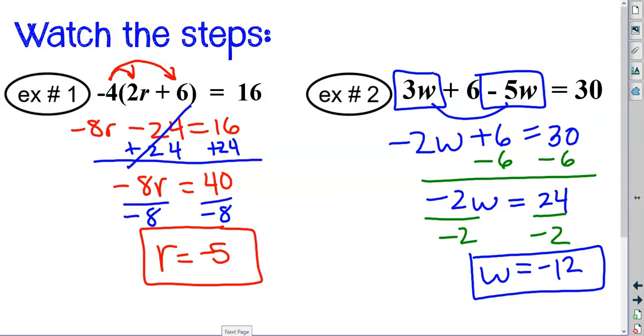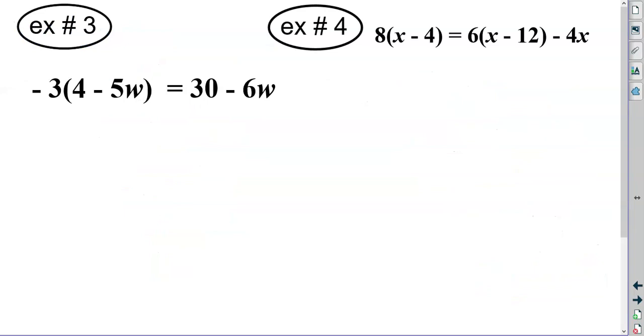Okay. Now we'll try using both of these properties at the same time. You can pause the video now and give them a try on your own, or you can watch as I solve 2 more equations. Example number 3. I'm going to first start on the left-hand side because I see some parentheses. Distribute only to the terms inside the parentheses. Notice the sign for my 15w. A -3 times a -5w is +15w.